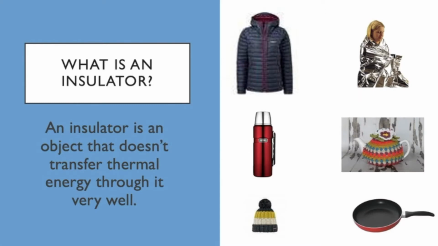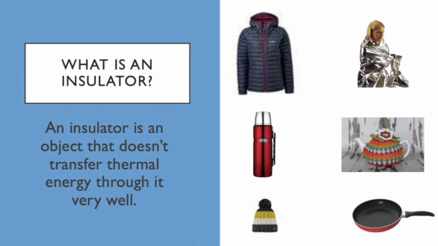So what is an insulator to start off with then? An insulator is an object that doesn't transfer thermal energy through it very well. Sometimes we might describe it as an object that doesn't conduct heat very well. But really what we should be talking about is something that doesn't transfer any heat energy through. And I've got some examples of some different insulators.